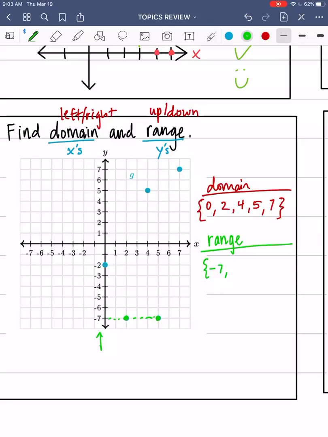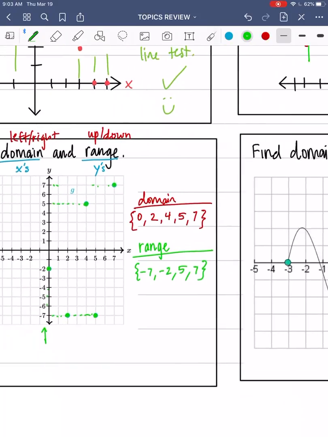That's okay. Okay, our next one, if we're looking up, the next one is right here. That's at down 2, so we have -2. Okay, and then there's nothing for a long time. Here's our next one. That's up at 5. And then our last one is right up here at 7. Nice. So that's our domain and range.